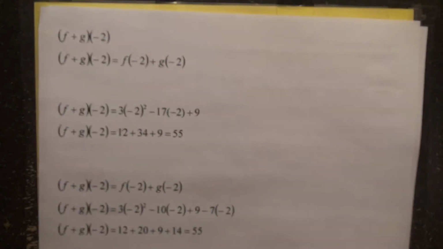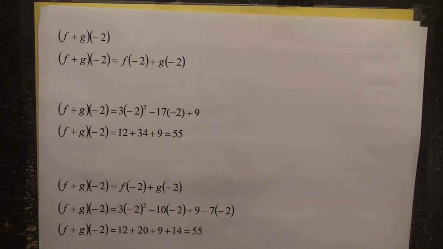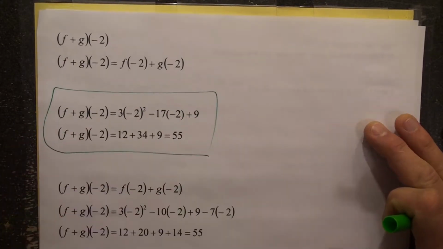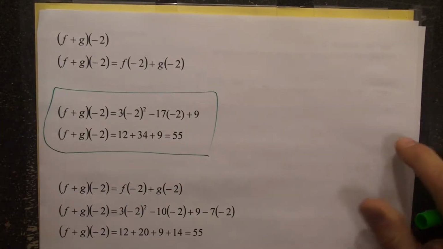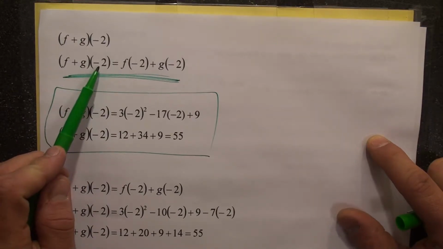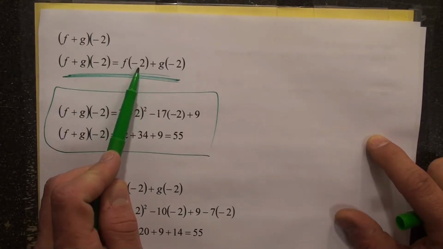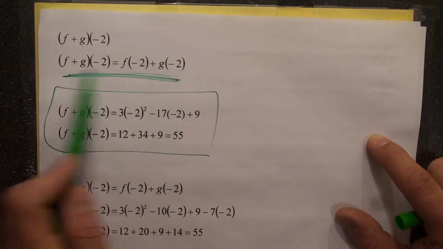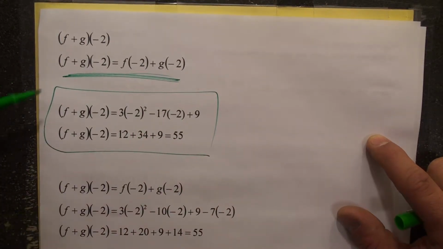Next one, f plus g of negative 2, or f plus g at negative 2. Well, there are two ways to do this. Here's one way to do it. This is key right here: f plus g at negative 2 is the same as f at negative 2 plus g at negative 2. So either way, we're actually going to calculate both to prove this.